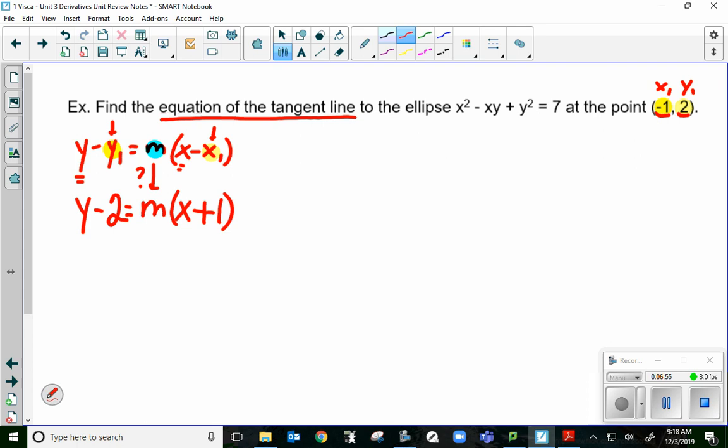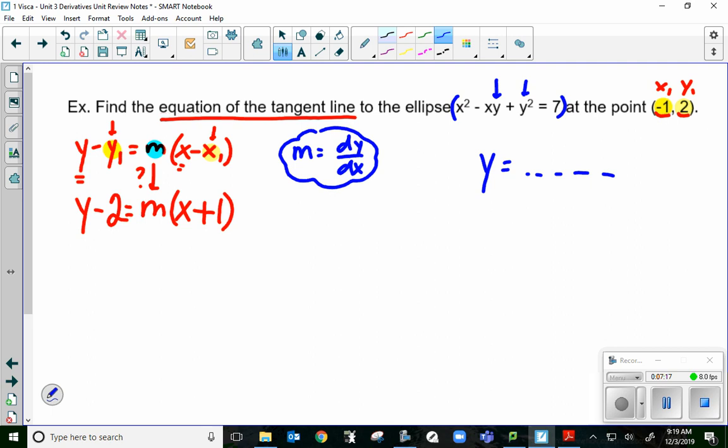Slope, do this in a different color. Slope is the same thing as derivative. So keep that in mind. So I need to take the derivative of my equation. Here's a problem. I have y squared here. I have y to the power of 1. I can't make this so that it's y equals something and then just take the derivative of whatever is over here. I cannot do that. I need to use implicit differentiation.